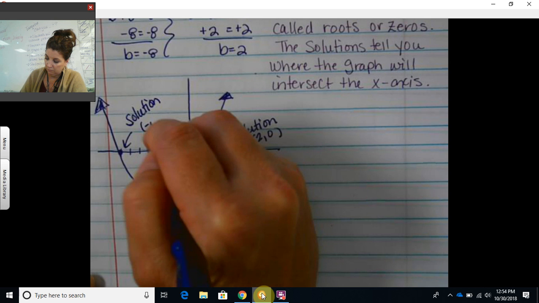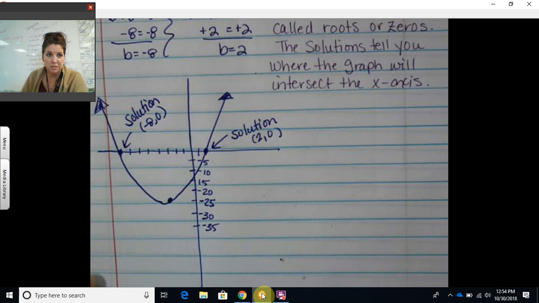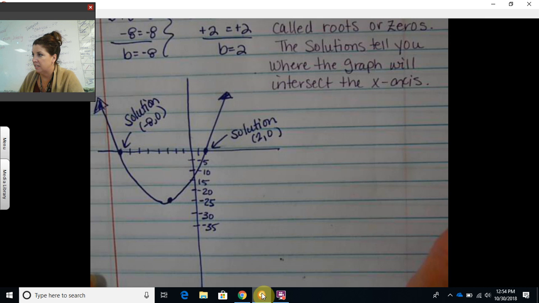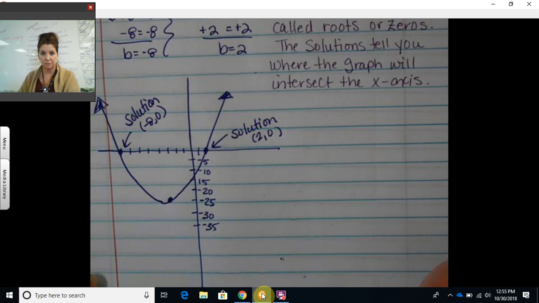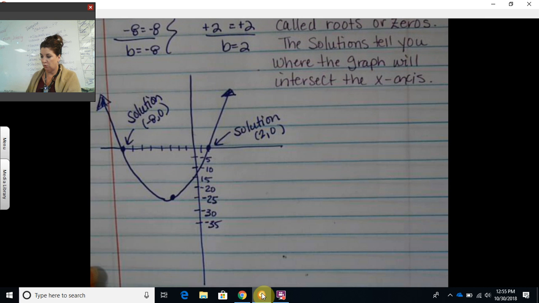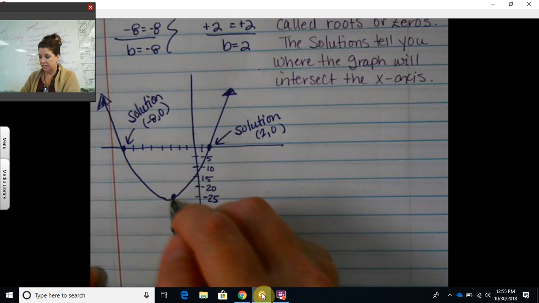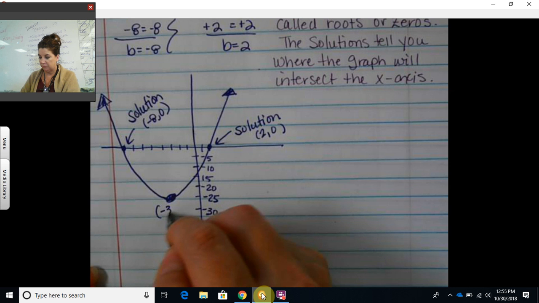So you're finding the x value of the solution. The y value is obviously 0. Any point on the x-axis has a y value of 0, right? So that's how I knew what the ordered pair was. And my vertex is supposed to be at negative 3, comma negative 25.